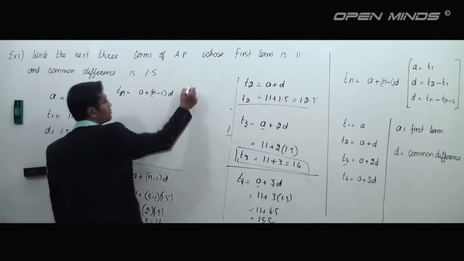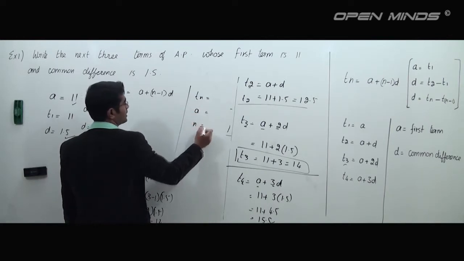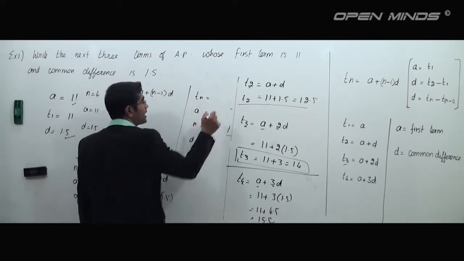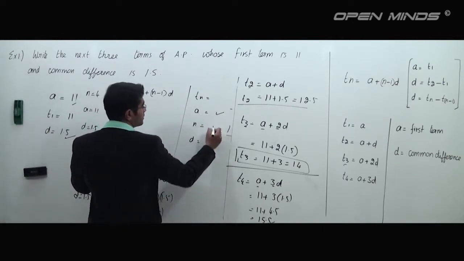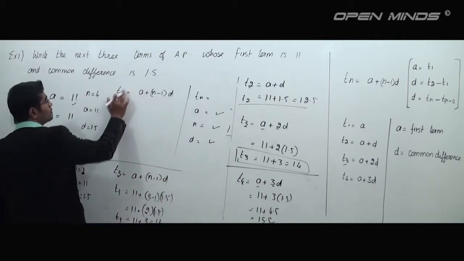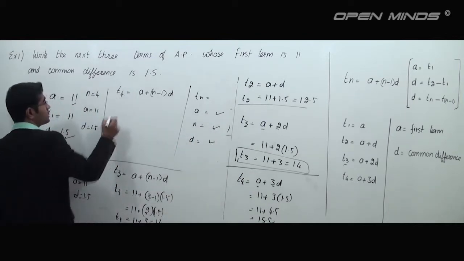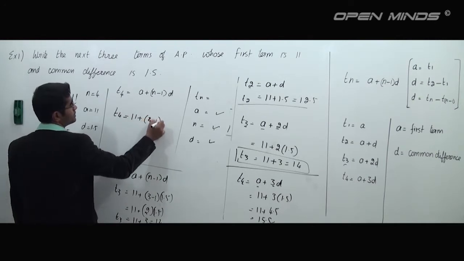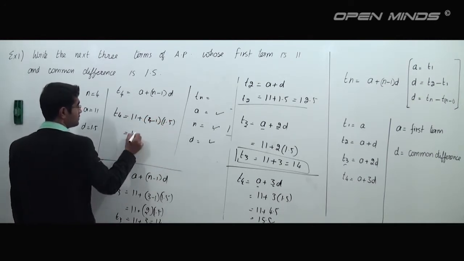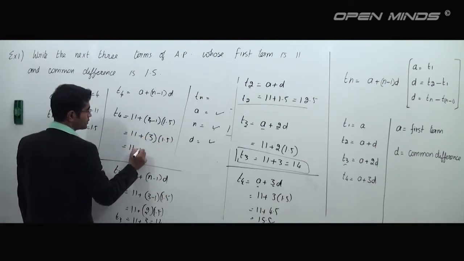In that formula, there are 4 things: Tn, a, n, and d. If you know any 3 of these things, you can find the 4th one. Right now, in that information, I know this, I know this, I know this, right? I'm looking for T4. So that becomes 4, that becomes 11, this is 1.5. That's it. So T4 is like 11 plus (4 minus 1) times 1.5. So it goes like 11 plus 3 times 1.5. It is 11 plus 4.5, which is like 15.5.